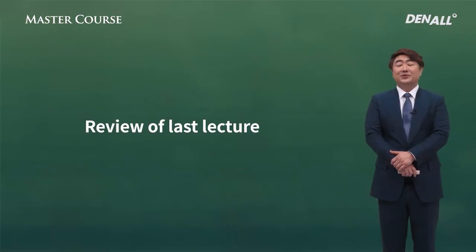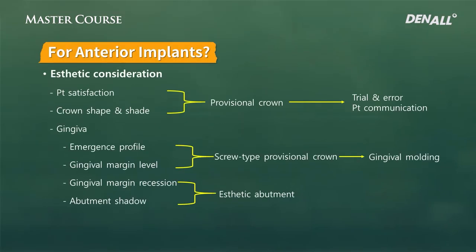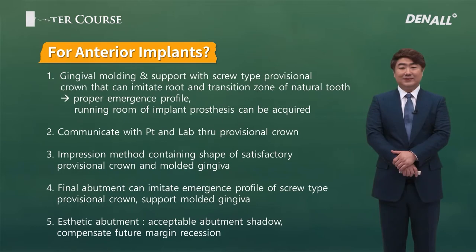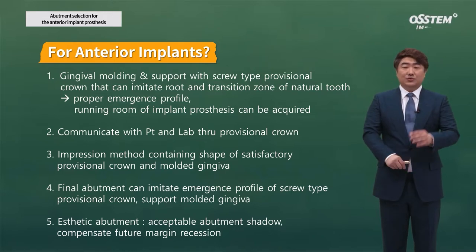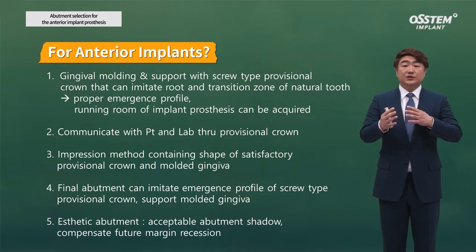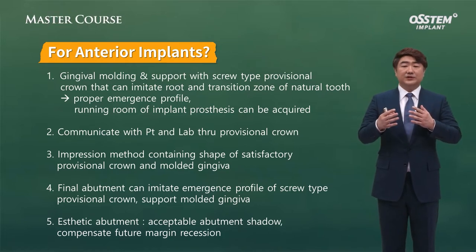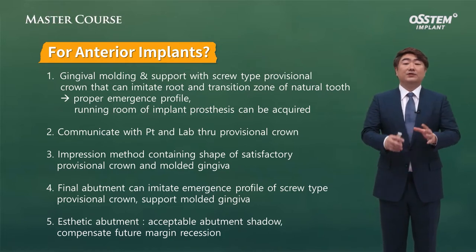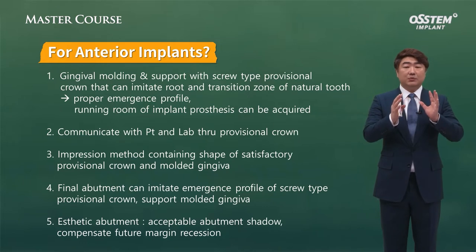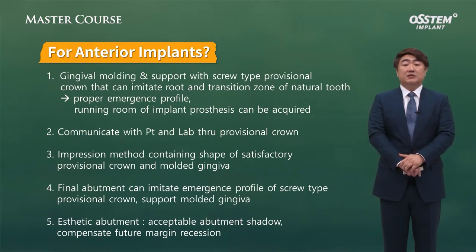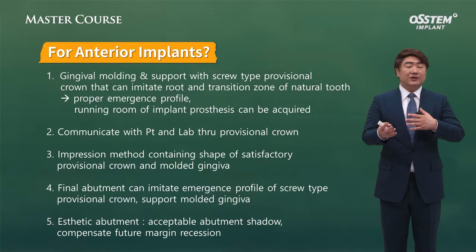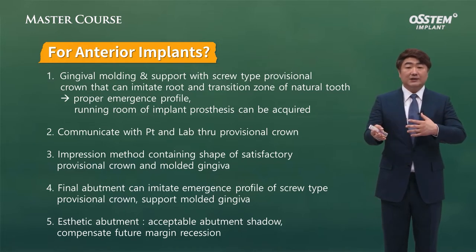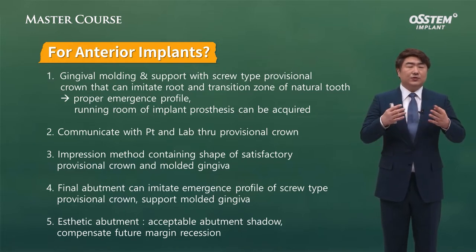So let's review the last lecture. Anterior implant aesthetic consideration needs to be made. With the screw type provisional crown that can imitate the root and transitional zone of the natural tooth, you do gingiva molding and support. With that, the proper emergence profile and the running room can be acquired. And the screw type temporary can also be used as a tool to communicate between the clinic and the lab.